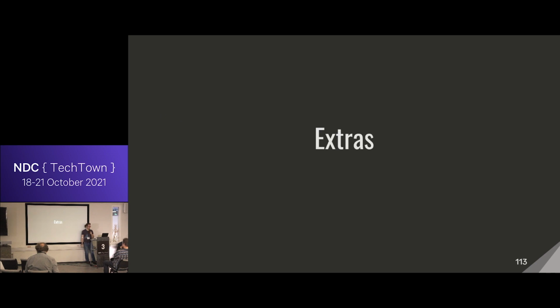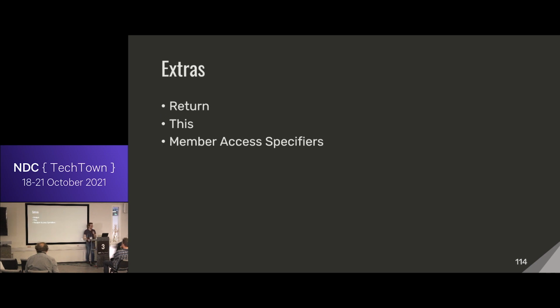And now for extras, we're going to cover 3 things. 1, return values. 2, this, and 3, member access specifiers. And this is going to be fun with live coding.